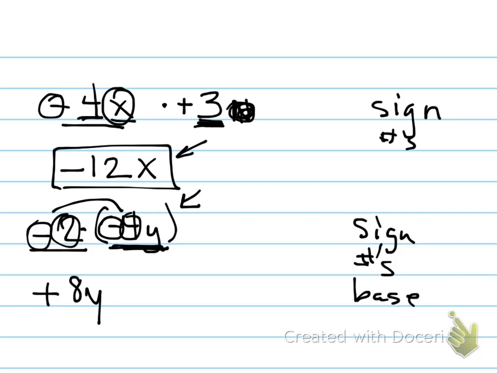So negative times a negative becomes a positive. 2 times 4 is 8. And what do I do with the y? Just keep it. We just ignored that negative in the middle. That wasn't a negative. That was a parentheses. It was a parentheses, and I was kind of showing you it was a multiplication by putting a dot there. Sorry about that.